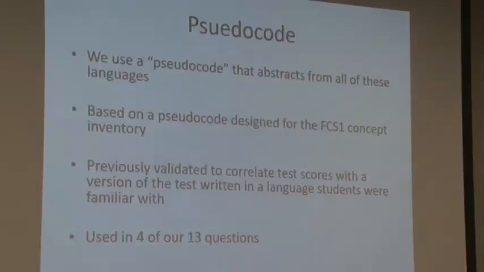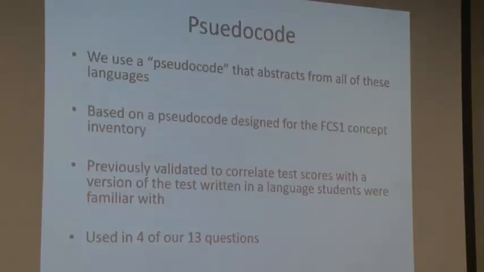And so we basically stole both an idea and a pseudocode from the FCS1 concept inventory, which was developed by Mark Guzdial and some other people at Georgia Tech. It's the concept inventory for CS1. And so we use a pseudocode that abstracts from all of these languages. And we give the students a pseudocode guide that says, okay, here's what our language looks like, and here's how you do all of these different things in our language. So we're kind of expecting them to learn a whole new language to take the test.